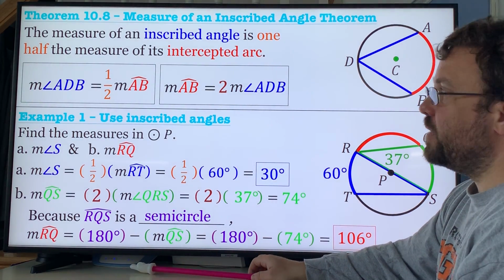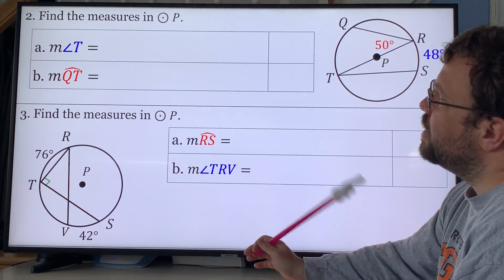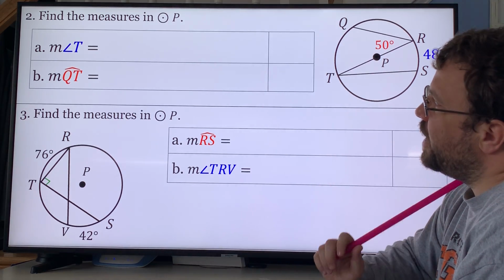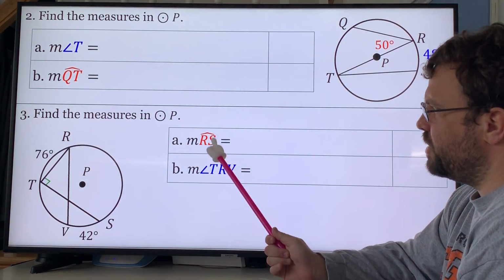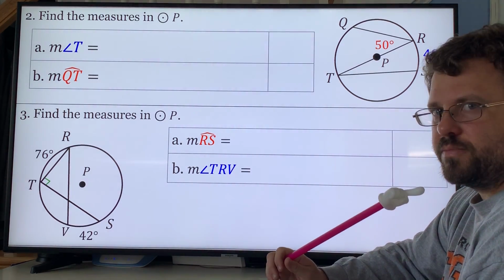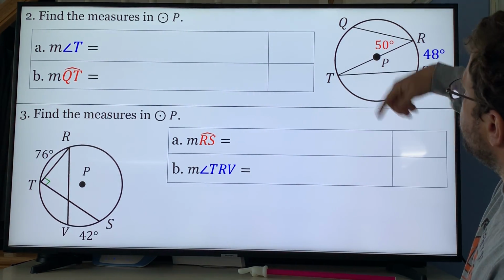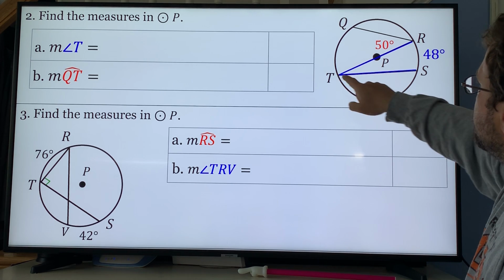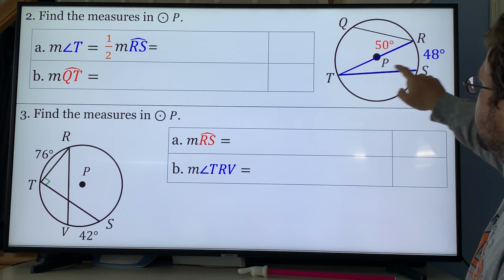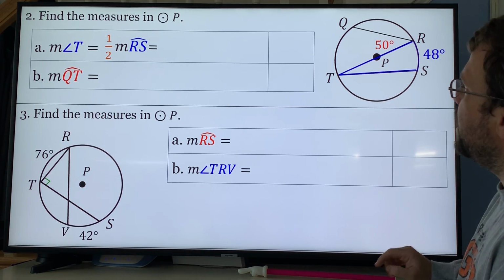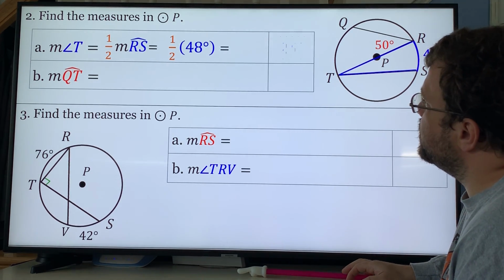All right? Ready for the next one? I want you guys to do problem 2. Find the measure of angle T and measure of RQT. And do 3 too. Measure of RS and measure of angle TV. All right, let's go over them. Measure of angle T. Right there. Look for the inscribed arc. Inscribed arc is RS, so it's half of RS. Half of 48, which is 24.